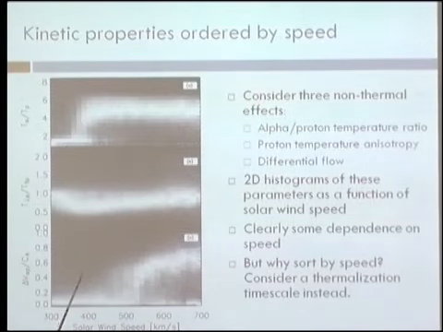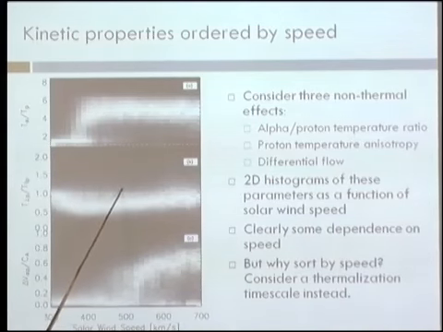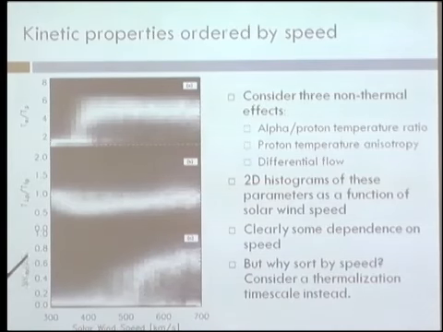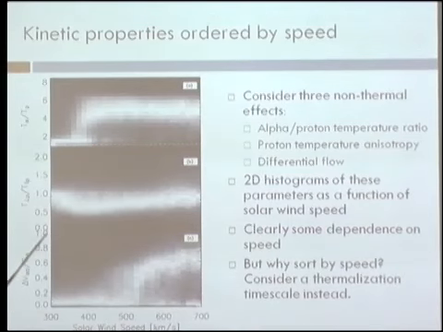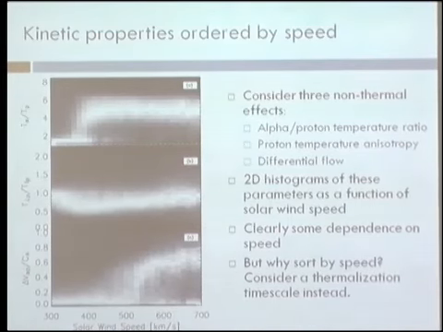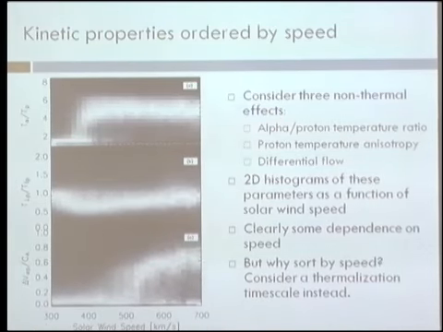Another way to look at this with these large data sets is to pick a few kinetic properties and see how they depend on solar wind speed. So we'll look at the alpha to proton temperature ratio, the proton temperature anisotropy, and the differential flow between alphas and protons. I'm going to normalize that by the Alfvén speed because, as I've said, that ratio rarely exceeds 1 in the solar wind. But as long as you're below 1, the minor ions seem to be perfectly free to just slide along the local magnetic field relative to the protons.